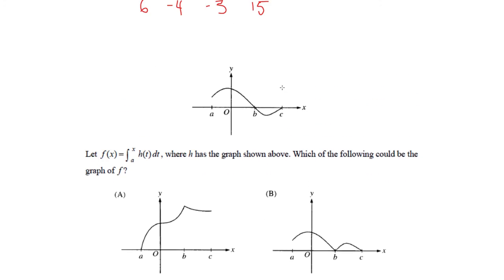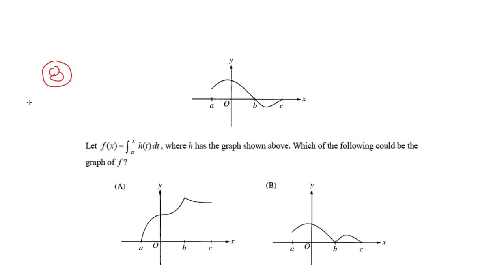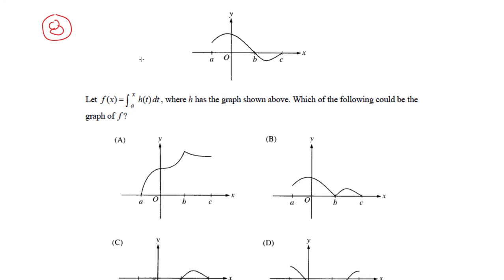And last, and probably one of the most missed questions, number 8. All right, so for this one, you need to think of the area. The integral represents area, so f of x is going to represent the change as area changes. Notice that between A and B, there's a positive area, and between B and C, there's a negative area. That means I should be increasing between A and B, and decreasing between B and C. And at B, you should be neither increasing nor decreasing.